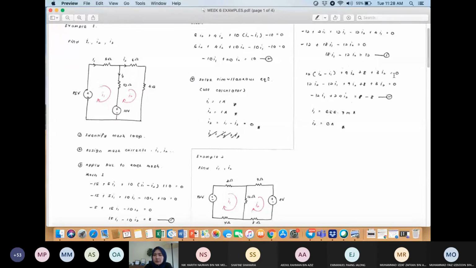Okay, you simplify, you will get negative 12 I1 plus 24 I2 equals to negative 8. And use your calculator to solve for these two simultaneous equations. You will get I1 equals to 666.7 milliamp and I2 is equals to 0 amp.